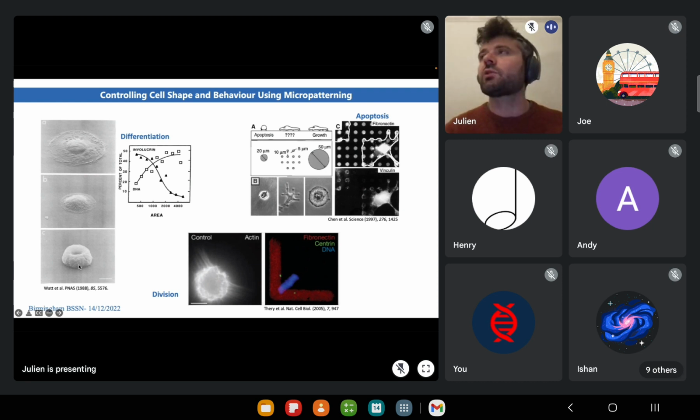And since then, many scientists have shown that this can also impact a range of other phenotypes or behaviors, from apoptosis or cell death to mitosis, so the orientation of the cell division axis, and many other cell phenotypes that are affected by the geometry of the adhesive landscape in which cells are behaving. And so to regulate this geometry and this microenvironment, we can use microfabrication techniques.